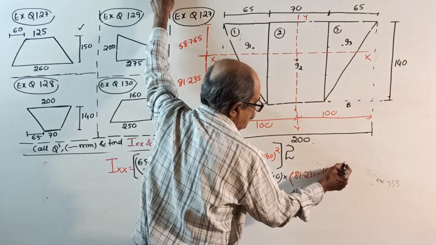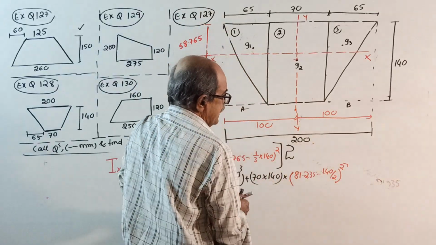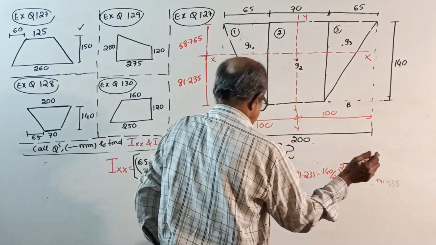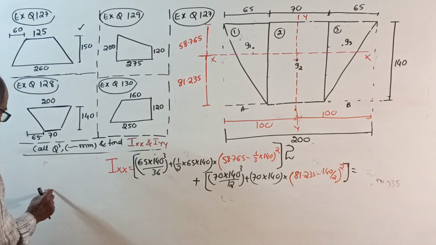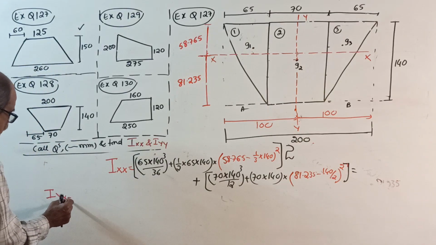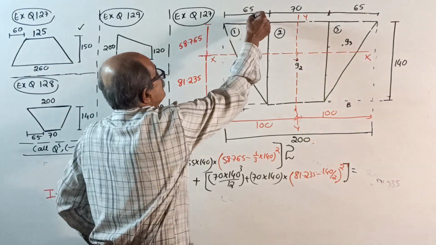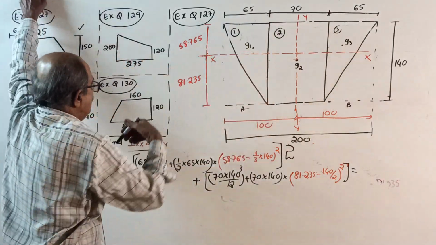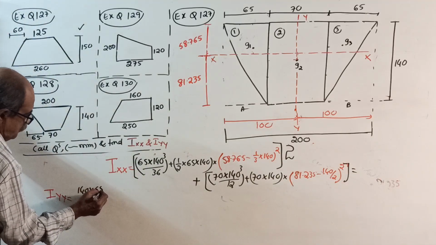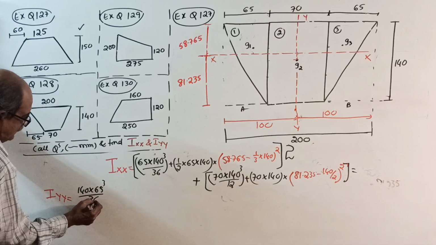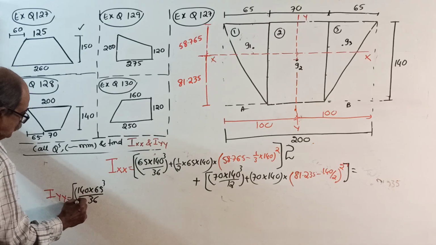140 by 2 whole square will give the second one, get the value of Ixx. Okay, Iyy. I'll start from here. Space problem is not there. Iyy, I about its own axis: 140 into 65 cube by 12, not 12, 36. Just for fun I told 12.